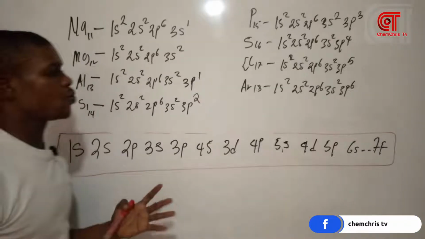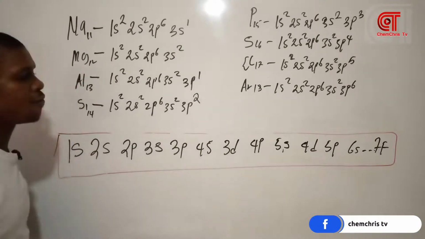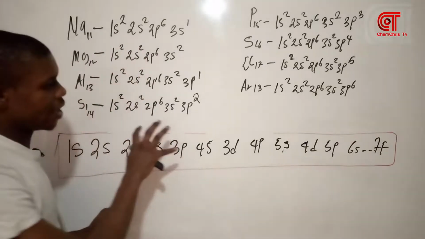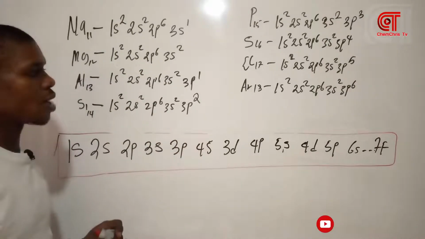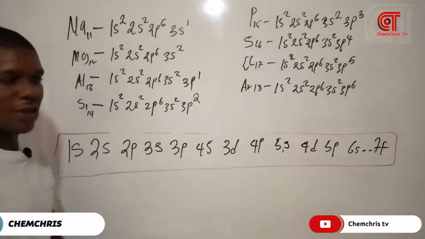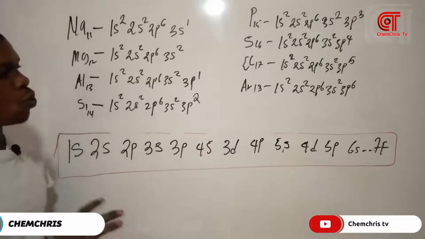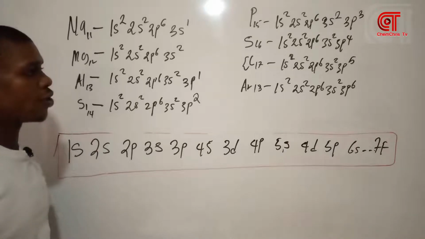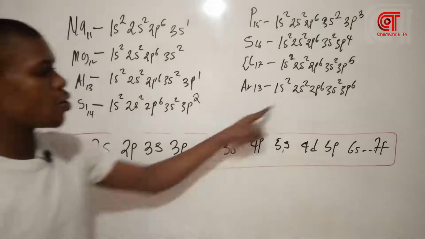So this is what we have just done: the electronic configuration of the first 20 elements. I will be focusing on this one here. In a future video, I'm going to look at the transition metals. Now, we have what we call condensed structure, or condensed electronic configuration.